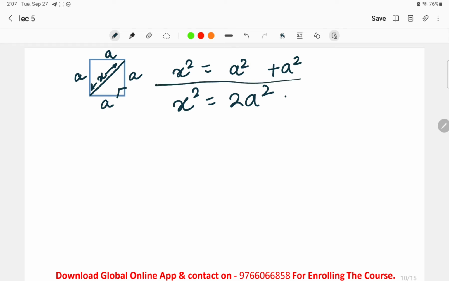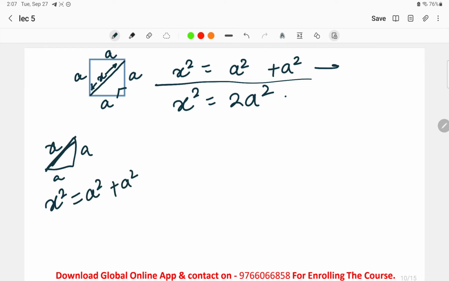For the students who have not understood this, I have taken this by the Pythagoras theorem. In the case of the Pythagoras theorem, if this is x, to find the value of x, x square is equal to a square plus a square. This is the Pythagoras theorem. Here x square is equal to a square plus a square, so I can write x square is equal to 2a square.